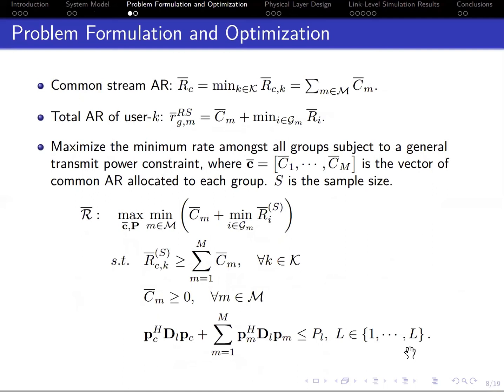R_c is the average rate of the common stream, and C_1 to C_M are defined as the portions of the common rate at each group. The total average rate of user k is composed of a common rate portion and its private rate. Therefore, we can formulate this optimization problem to maximize the minimum rate amongst all groups, subject to a general transmit power constraint. As we can see, the last constraint is the general transmit power budget, which can transform between a sum power constraint and per-antenna power constraints.